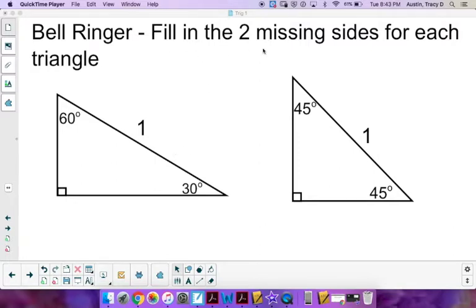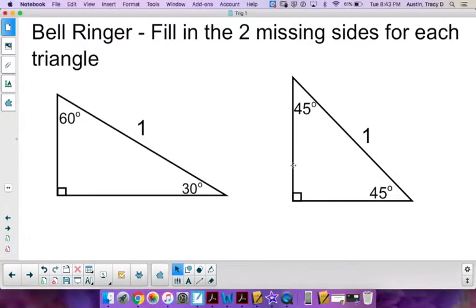So what I want you to do for the bell ringer is go ahead and fill in those two missing sides on each one. Please make sure you write them correctly. You simplify the root and write it the way you're supposed to. Okay, pause the video, and then we're going to move on, because this literally is going to be the first part of your notes today, getting those side measurements.